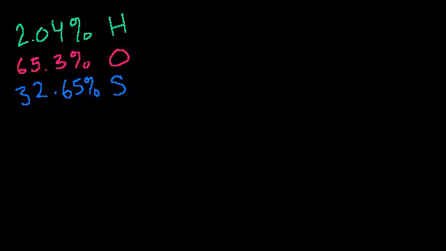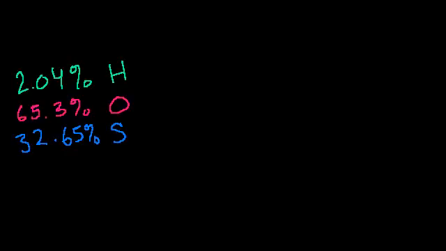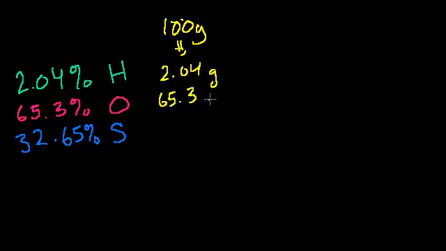So what we do, like we do in all of these problems, let's just assume we've got 100 grams of the stuff. If I have 100 grams total, 2.04% of that is hydrogen. So I have 2.04 grams of hydrogen, 65.3 grams of oxygen, and 32.65 grams of sulfur. Now what we need to do is figure out how many moles of hydrogen, how many moles of oxygen, and how many moles of sulfur. Then we can compare the ratios, and we should be able to know the empirical formula.